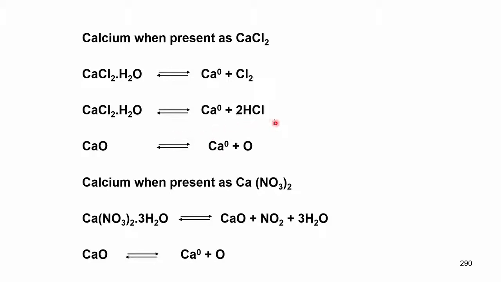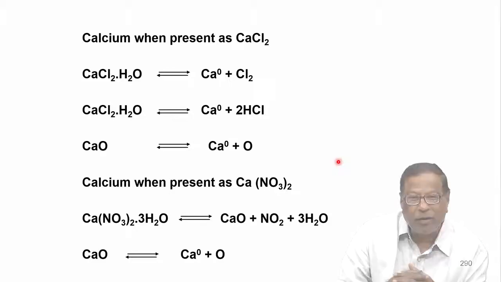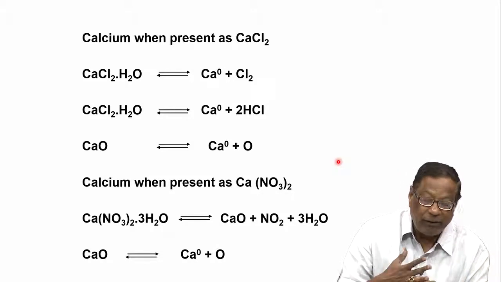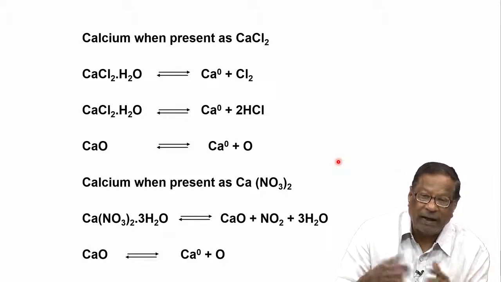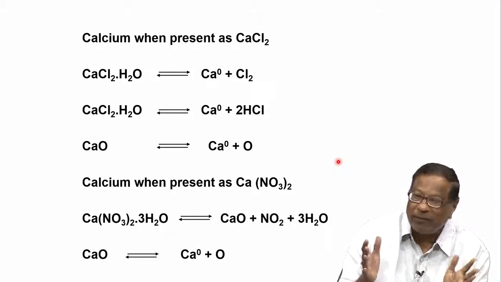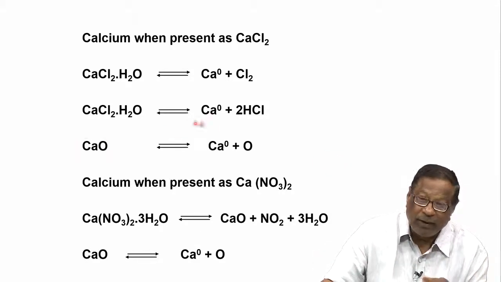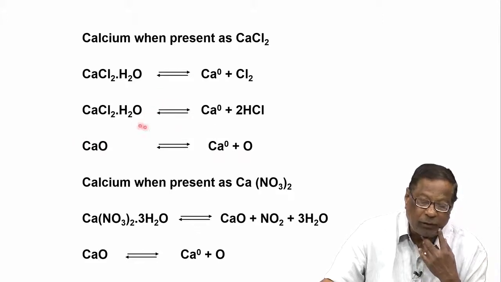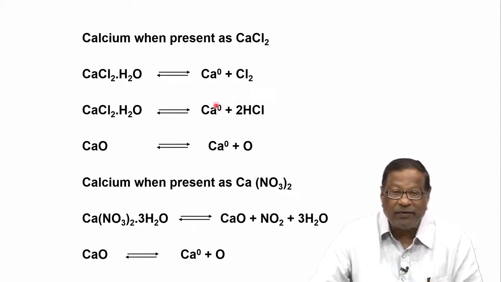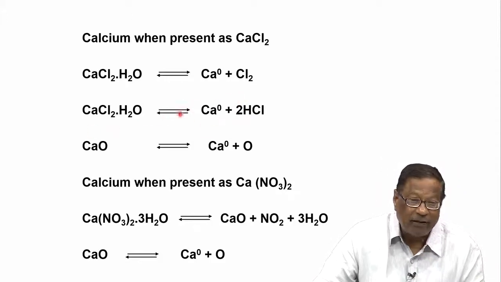See, you can imagine that several types of reactions do occur in the flame, and formation of hydrochloric acid is one of them. So, if you have a calcium nitrate solution, then nitric acid also may form in the flame. So, typically we want to avoid as far as possible the formation of acids in the sample.